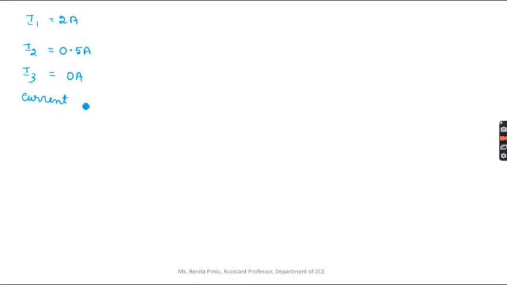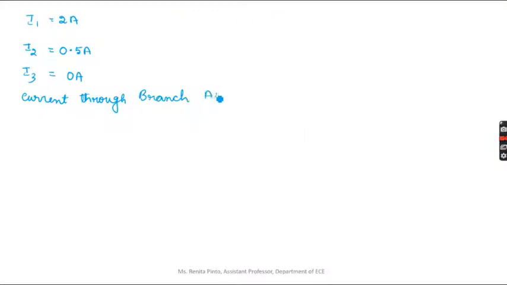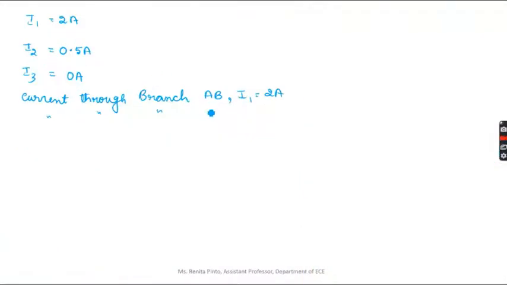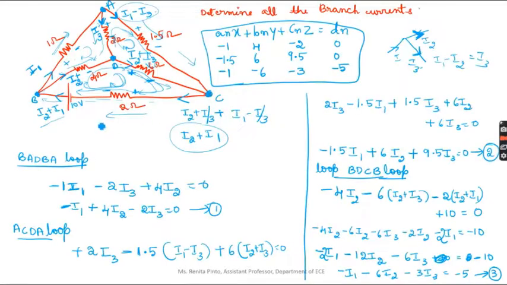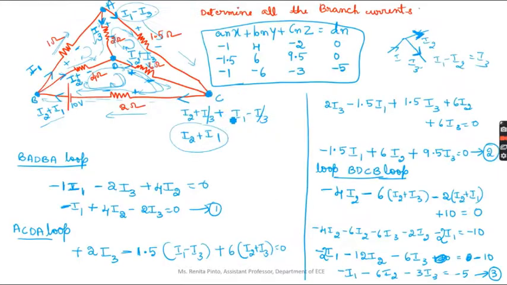So current through branch AB. So branch AB is I1. So I1 equal to 2 amps. Next, current through branch BD. So current through branch BD is I2, which is equal to 0.5 amps. Next, current through branch AD, that is I3, which is equal to 0 amps.